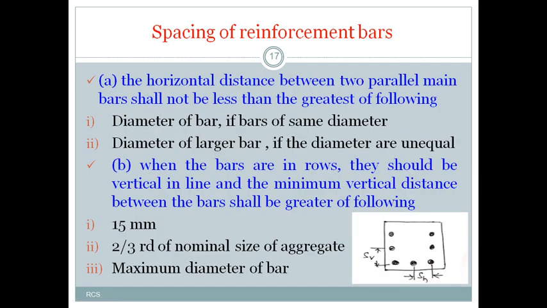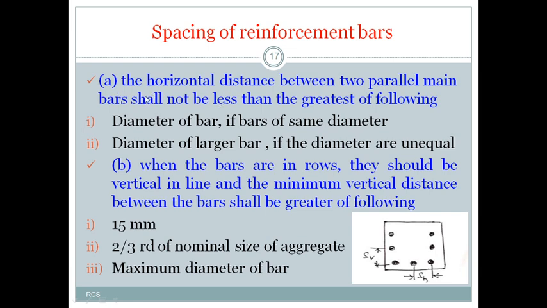Right. Next, spacing of reinforcement bars. We have designed the main bars and distribution bars for the beam. Then how much spacing do we have to use for those bars? Here we have two criteria, one for horizontal spacing and another for vertical spacing. Sometimes we provide vertical reinforcement also, so how much should the vertical reinforcement spacing be? So let's discuss the horizontal first.